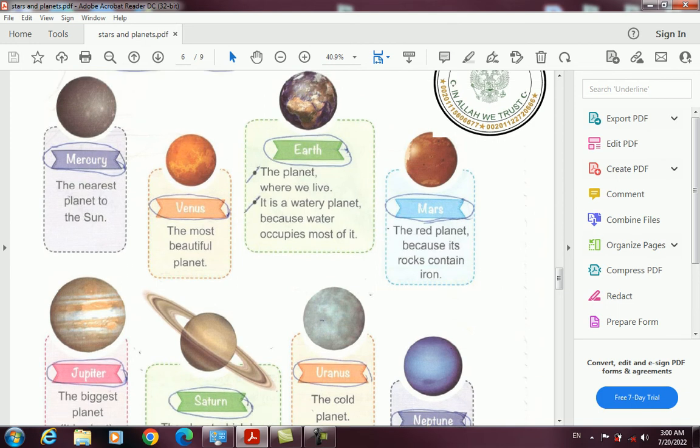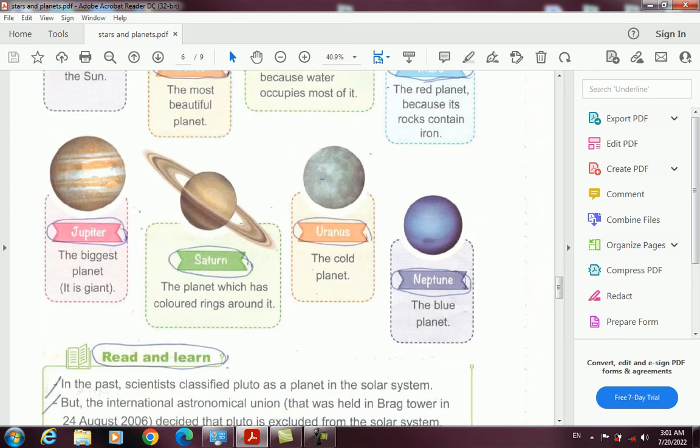Then, what about Venus? It's the most beautiful planet. Earth has 2 characteristics here. It's the planet where we live, and it's a watery planet because water occupies most of it. It's the only planet that has water, and water represents a huge amount of its volume. Then Mars, it's the red planet because its rocks contain iron.